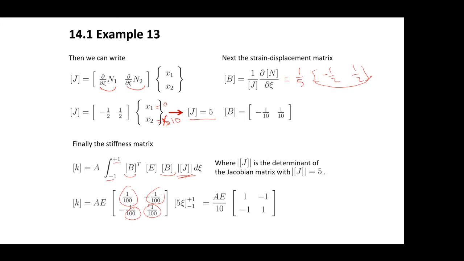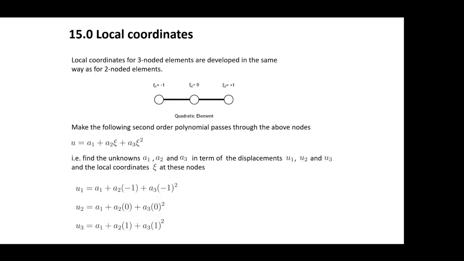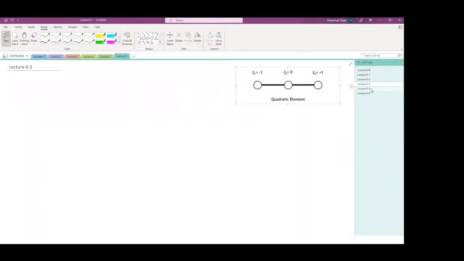Okay, so now what I'm going to do, I'm going to repeat the process again for the 3-noded elements. And let us move into this one. Okay, again, this is the new element. This is the new coordinate system. And this is the original one. So this is the xi is running between minus 1, 0, and plus 1.